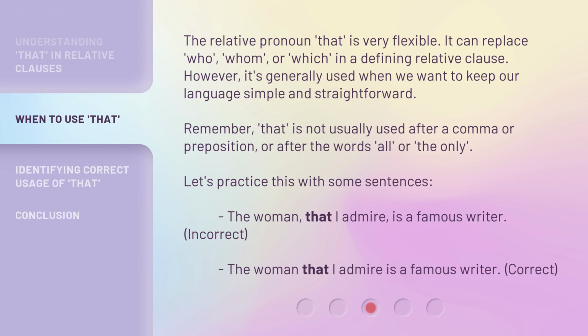Let's practice this with some sentences. The woman that I admire is a famous writer. Incorrect. The woman that I admire is a famous writer. Correct.